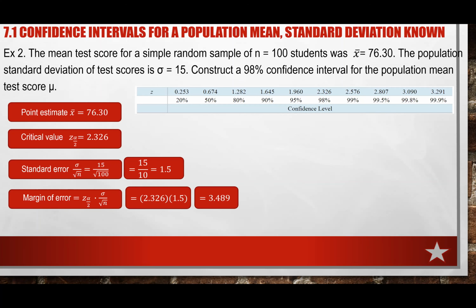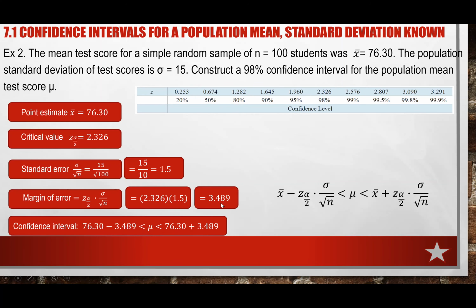But the margin of error is a plus and minus, so this is where the plus and minus come in. They tell you to take the point estimator, which is 76.3. Subtract your margin of error, which is 3.489. That will be your lower limit. Take your 76.3 plus the margin of error. That will be your upper limit, or upper boundary. So if you do this, everybody see that this is my interval.